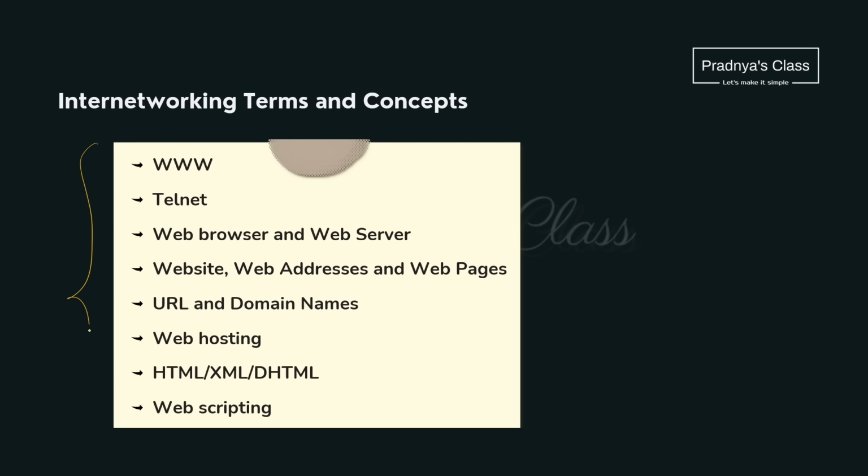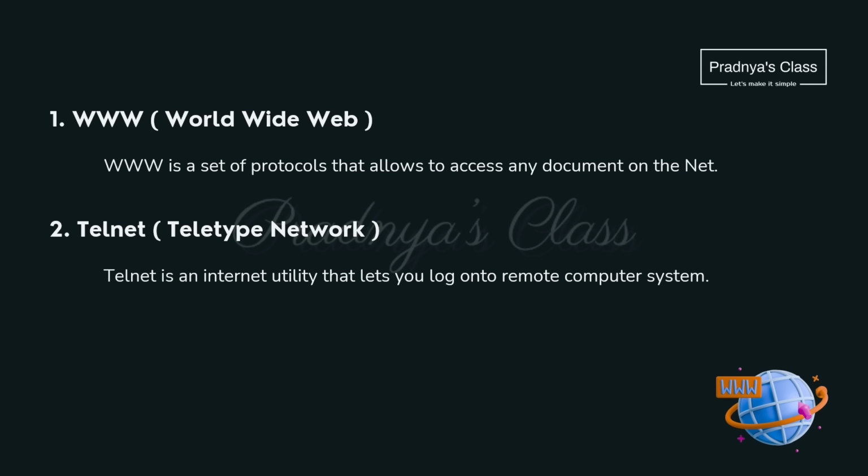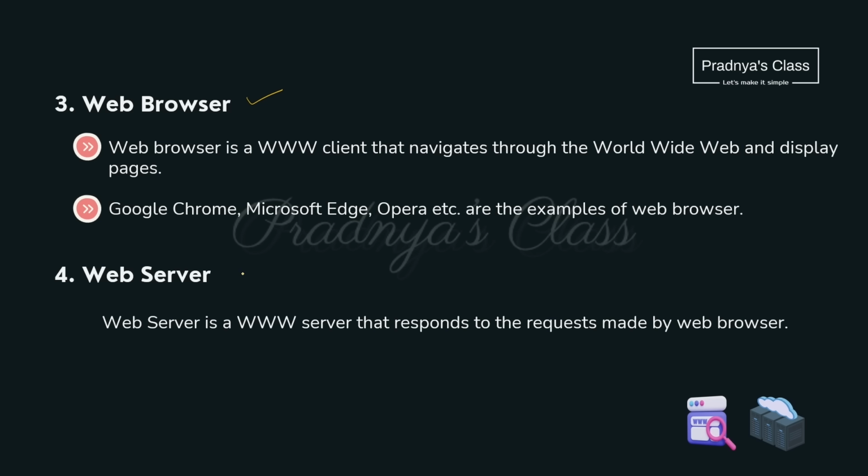Okay, listen, here are some of the internetworking terminologies. Out of those, some we are going to discuss. Telnet, the full form is Teletype Network. It lets you log into a remote computer system. What is browser? You have an idea. You know web server too. Sometimes you may get a question to give an example of the browser. Give any of your choice.